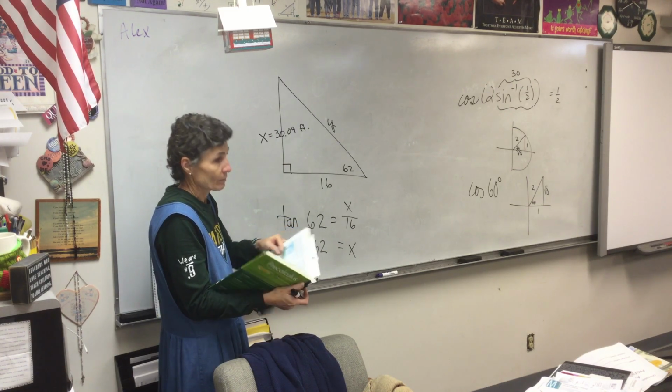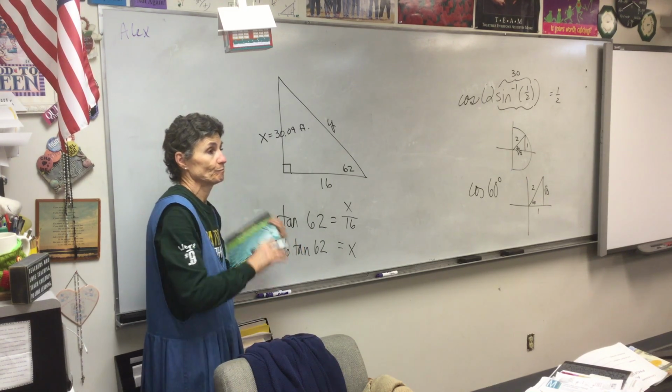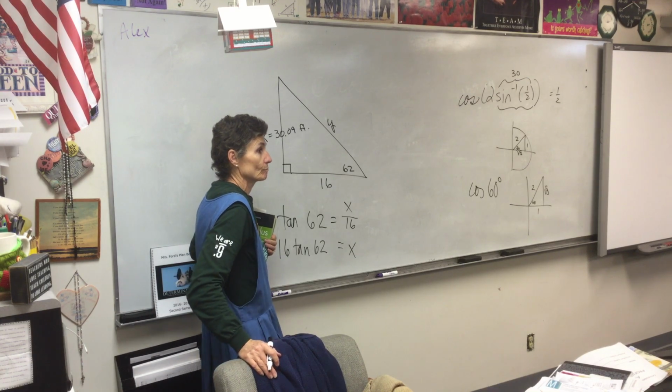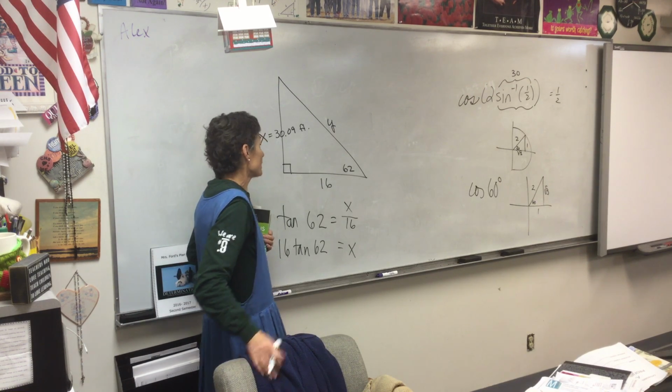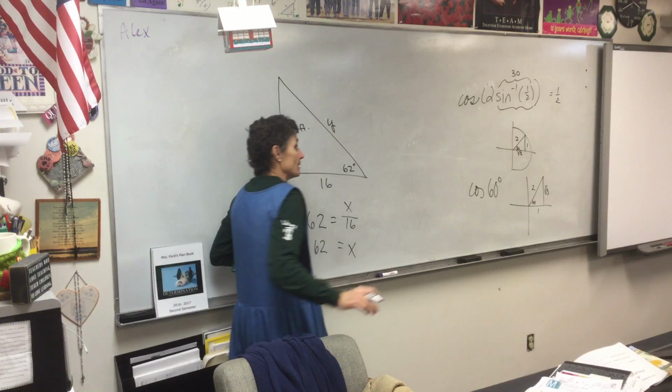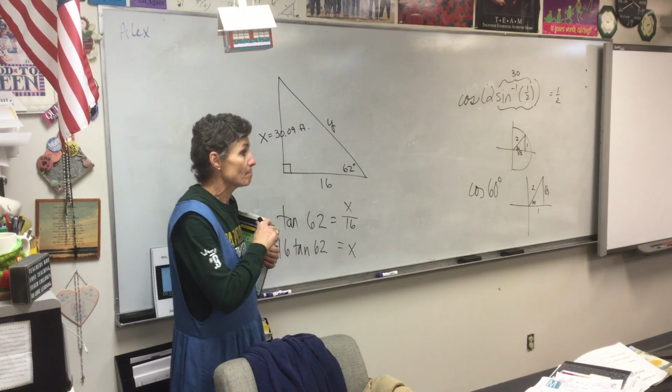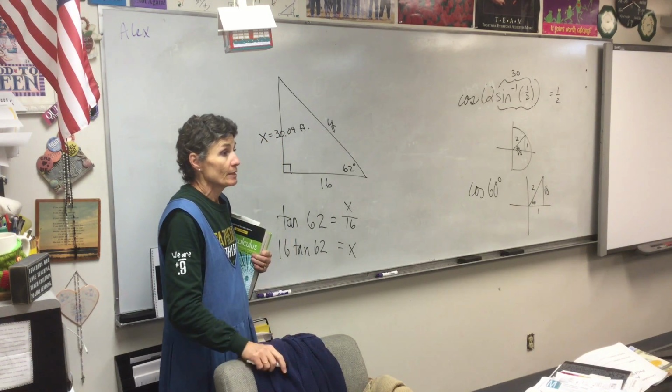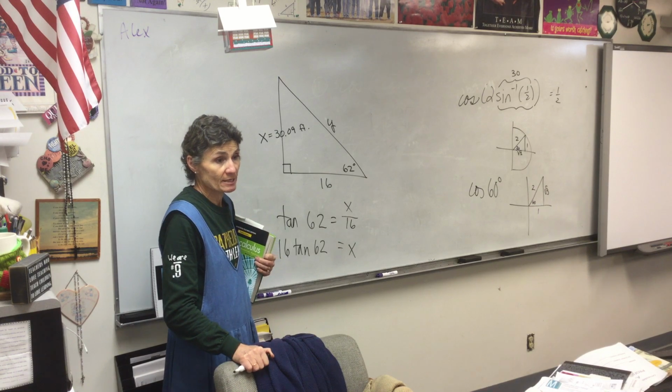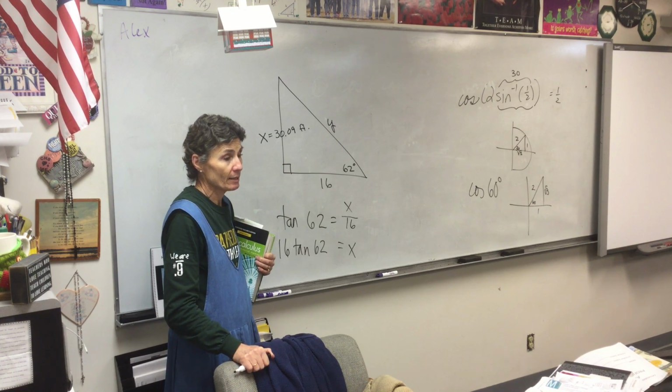Wait, do we need to be in radian or? What do you think? It's not degrees. We need to do degrees because 62. Yeah, 62 is a degree measure. If your problem is in degrees, and most of these are, your calculator has to be in degrees. Okay? So do you need the Pythagorean theorem to find the y?